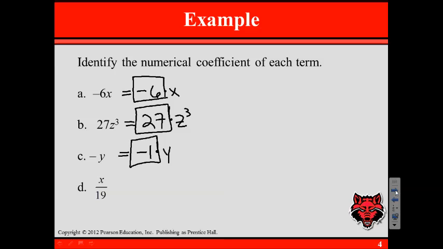D might seem a little tricky. We have to rewrite the fraction so that we have a constant multiplier. X over 19 is the same as 1 over 19 times x. So anytime we have a variable in the numerator, we can write that as the second factor and put a 1 as the placeholder in the numerator. We can now see that 1 over 19 is the constant multiplier, so 1 over 19 is the numerical coefficient.